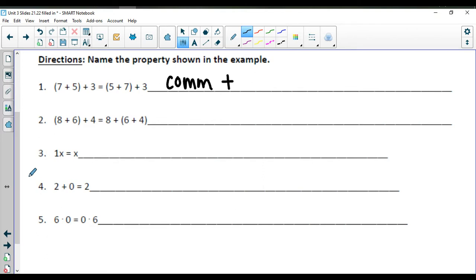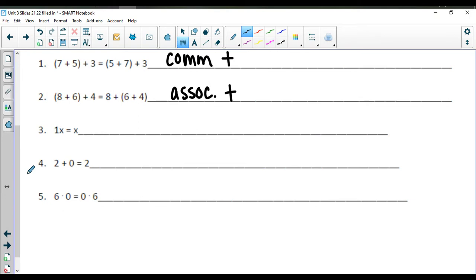In number 2, we have 8 plus 6 plus 4. 8 plus 6 is in parentheses. It switches over, so that means the grouping has changed. This is the associative property of addition. In number 3, we have 1 times x, which gives us x, which meant that we kept the identity of x. So this is the identity property of multiplication.